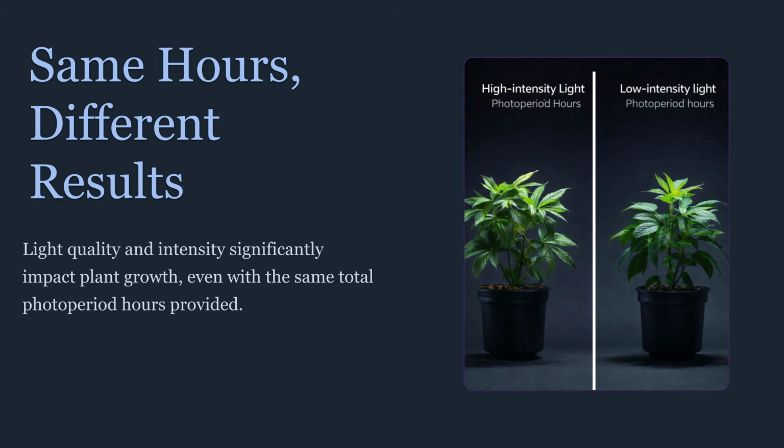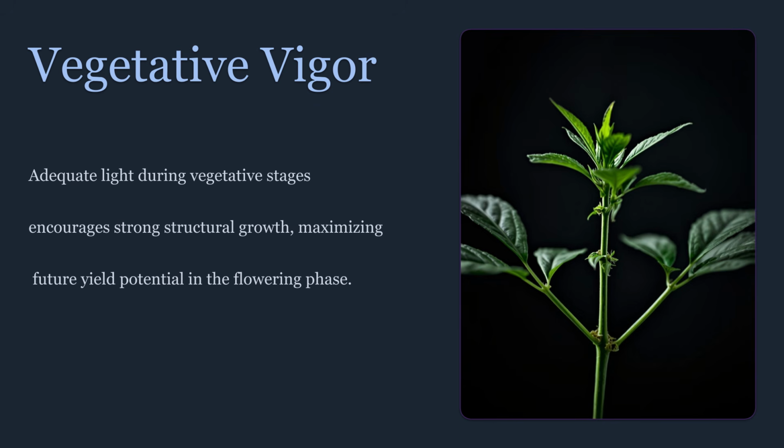You're building root, stems, leaf mass, and branching that will later support flower production. In this phase, plants respond extremely well to increasing DLI, but only up to a point. Too little light and growth is slow and stretchy. Too much light too early, and you'll see stress responses that actually limit development. Optimizing vegetative DLI means matching light delivery to plant size and genetic potential.